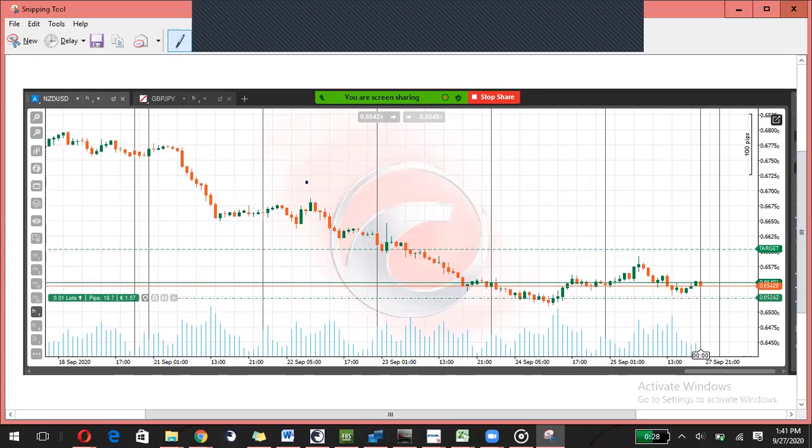Now let's look at this. This is a downtrend, right? This is my entry here. I think this is my entry. So the market is in a downtrend, push up, down.